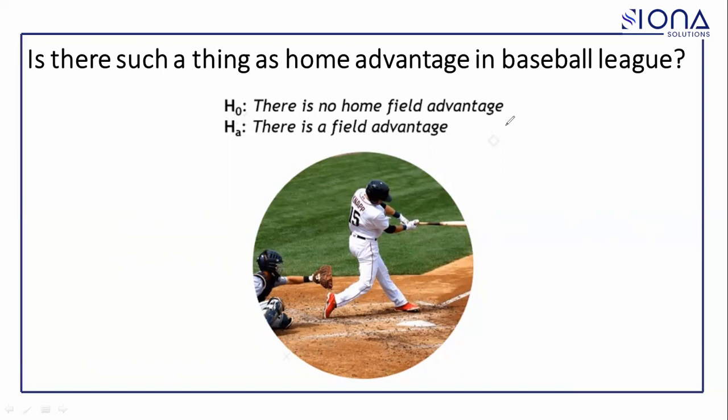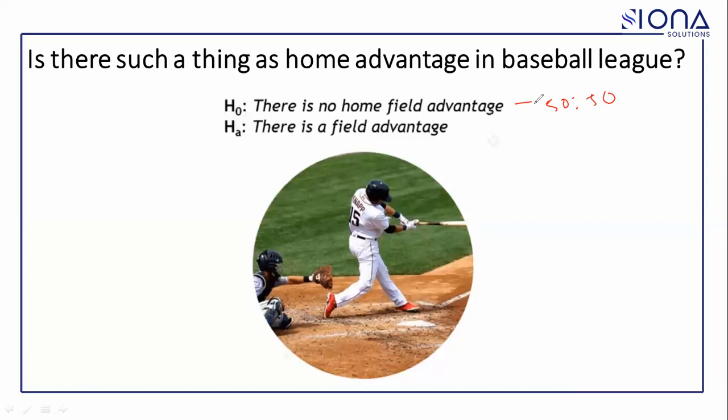So here we go with the hypothesis saying that there is only a 50-50 chance. So keeping everything the same, the chances of the team winning at home versus the team winning abroad is 50-50, considering everything same between all the teams.